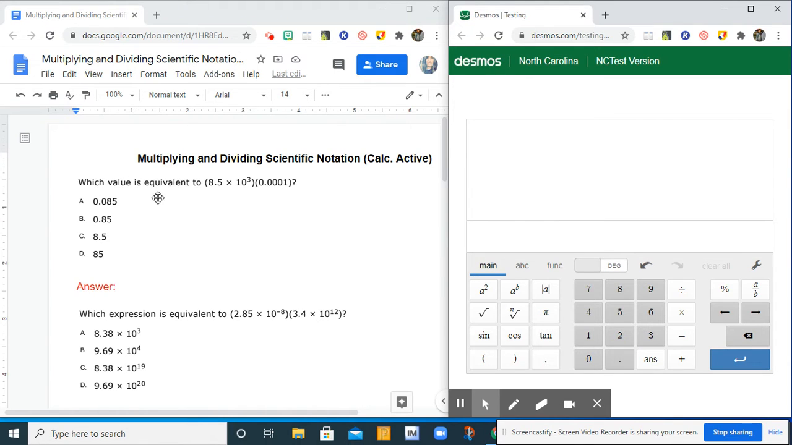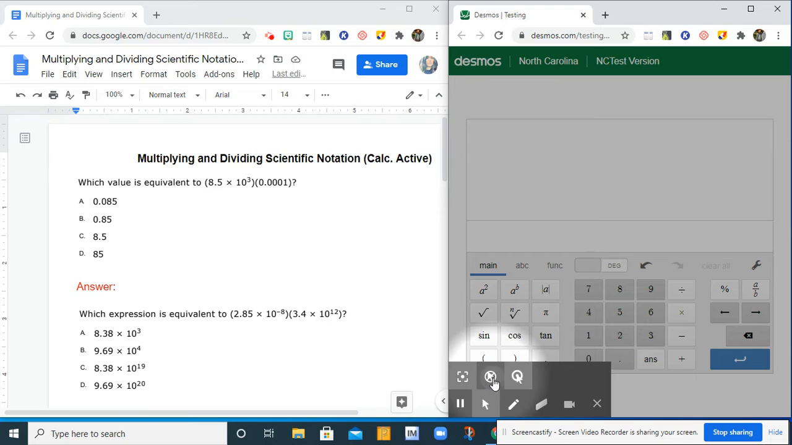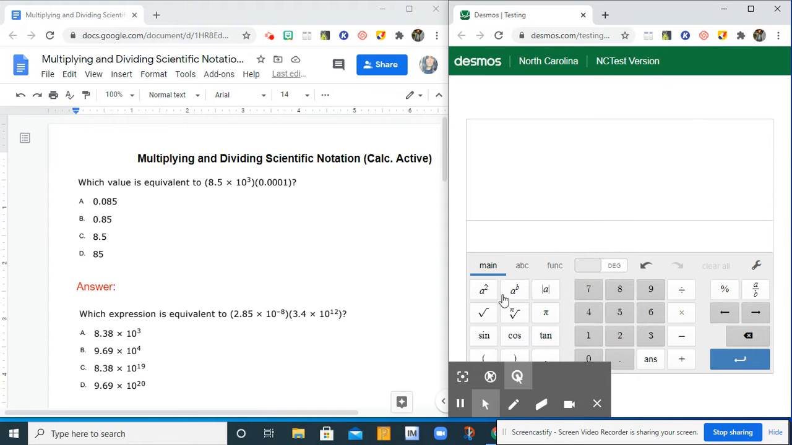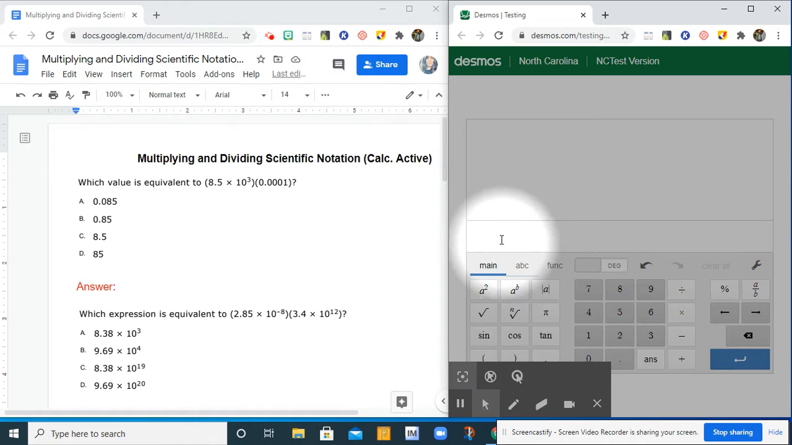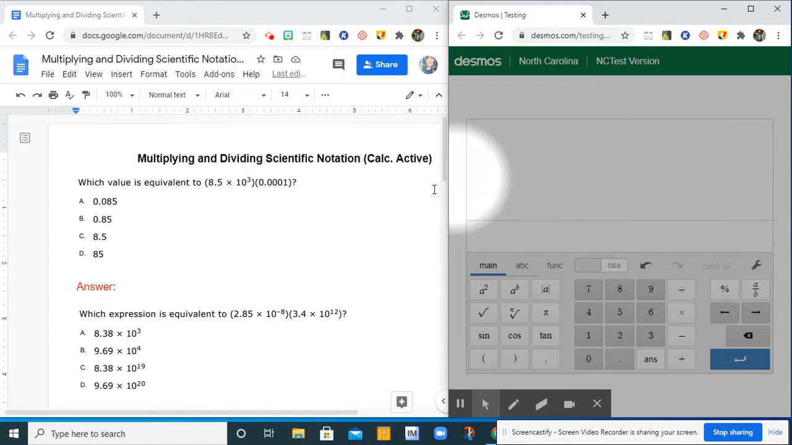So let's dive into number one. Which value is equivalent to 8.5 times 10 to the third power times 0.0001? So we have our parentheses here, and I'm going to use my focus tool so you know the keys that I am pressing on this online calculator.